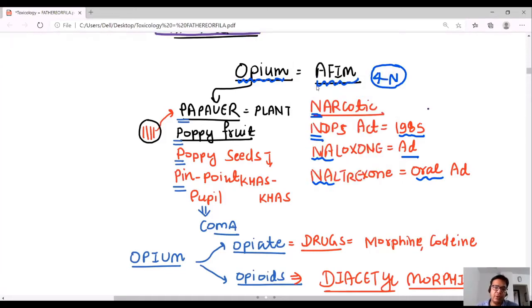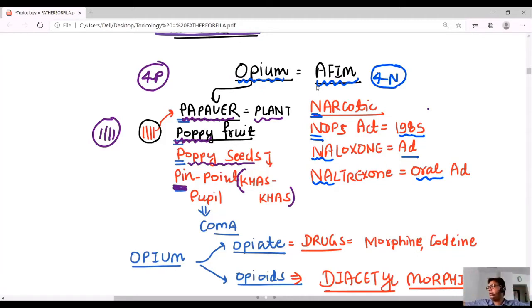Now, sir, from the papaver plant, P for papaver plant, opium is prepared. In the papaver plant, we have the poppy fruit. In the poppy fruit, we give a vertical incision and opium is taken. The plant has poppy seed. From poppy seed, we make khaskhas. And Doctor, the last P is pinpoint pupil. So we can remember four important P.